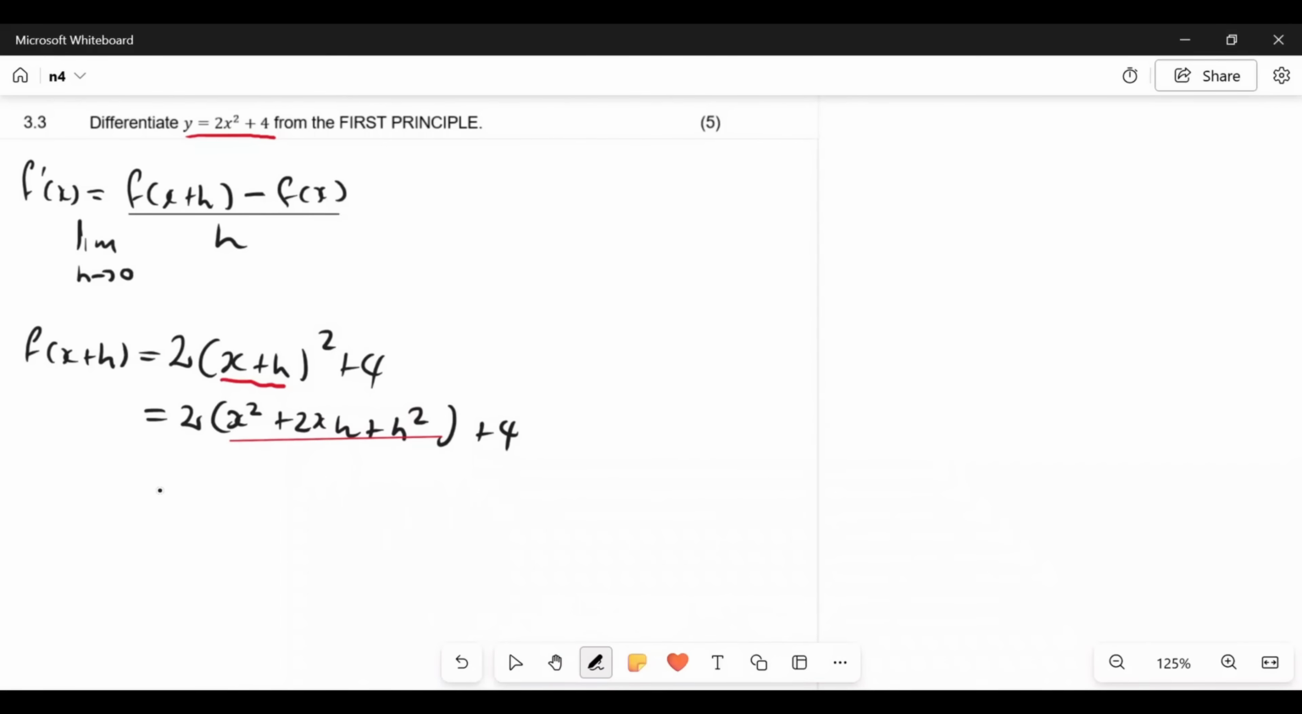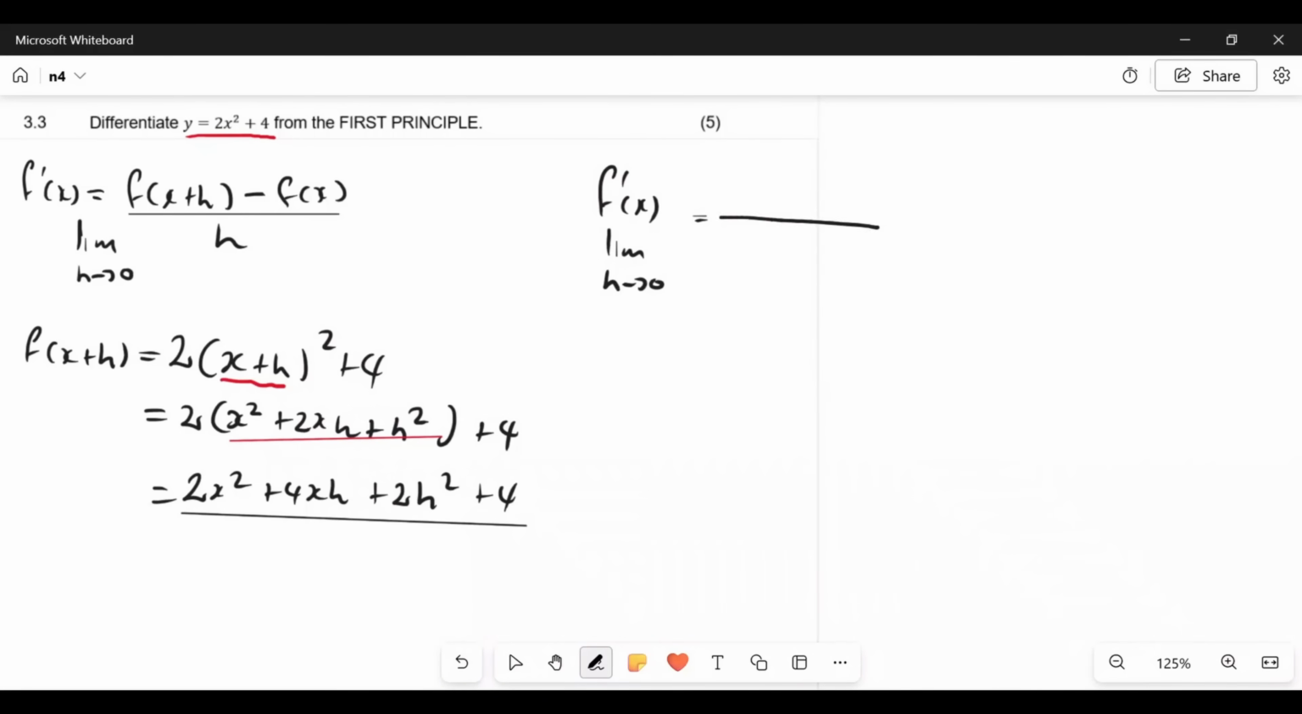Now we have to remove the brackets. If we remove the brackets, we're going to have 2x squared plus 4xh plus 2h squared plus 4. Now this here is our f of x plus h. It's the one that we have to substitute in the original formula. All right, so let's continue. When we substitute, let's do it here on top. We're going to have f prime of x equals the limit as h approaches 0, and wherever there is f of x plus h, we substitute this.